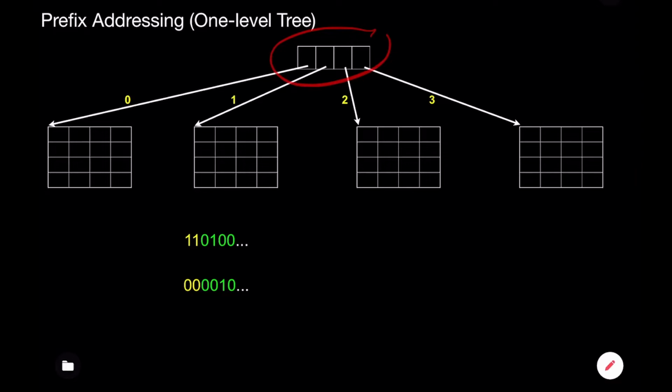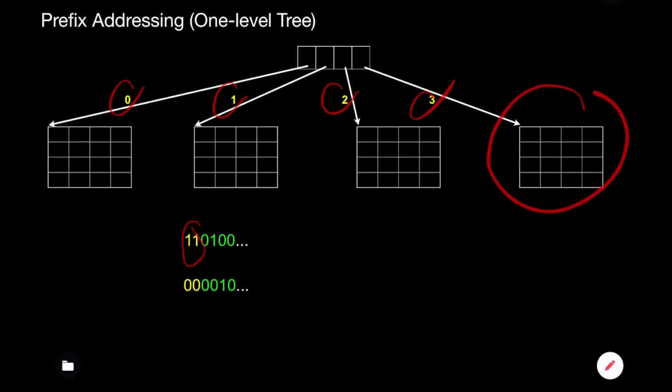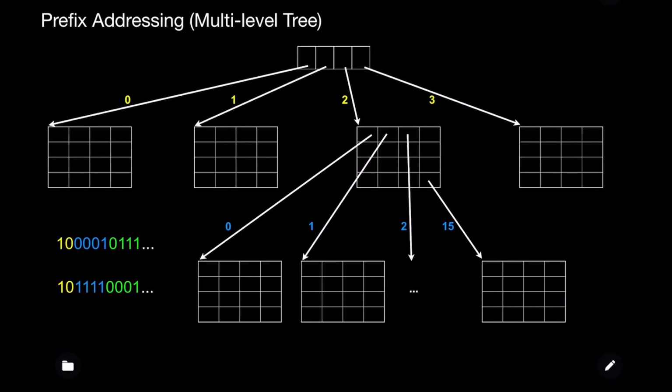And here I made the decision to map 2 bits. 2 bits means I have 4 different possibilities. So 2 bits can represent 4 numbers: 0, 1, 2, 3. So everything that starts with 3, like this guy here, goes in this subtree. Everything that starts with 0, 0 goes into this subtree. Okay, and then you recurse, of course. Then you can do something like that.